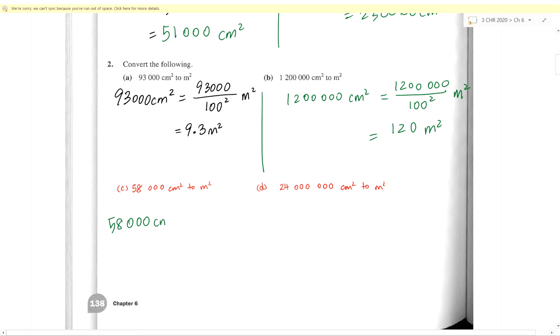58,000 square centimeters. Change it to square meters. Same, 58,000 divided by 100 square. Put in the units. So I've got 4 zeros at the bottom. I've got 3 zeros on top. I can cancel. I'm left with 58 divided by 10. 58 divided by 10 is 5.8 square meters.